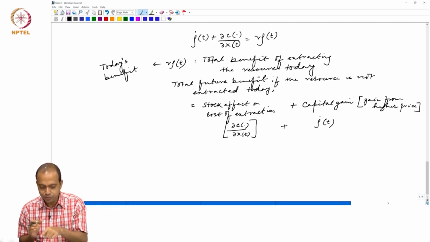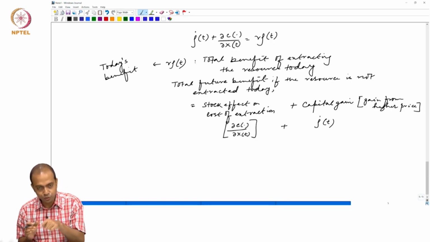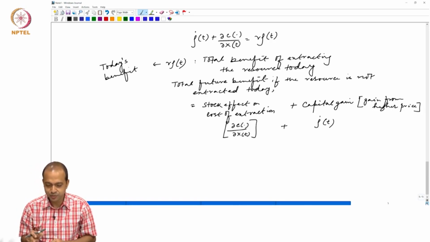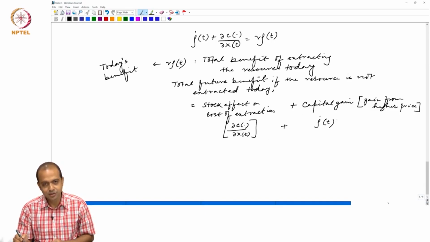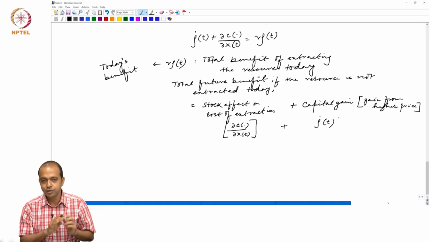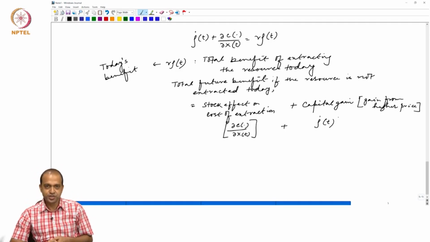And the total future benefit if I do not extract the resource today is basically two components. Firstly, I will have some stock effect, which is given by del c by del x_t, and I will have some capital gain. So, that is what we learned from today's discussion.